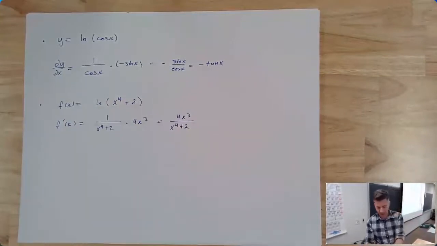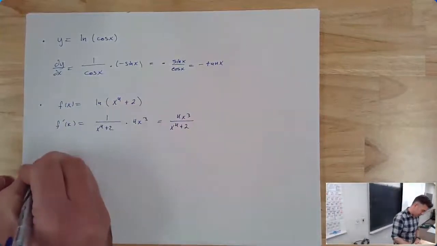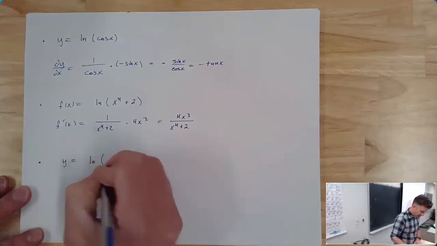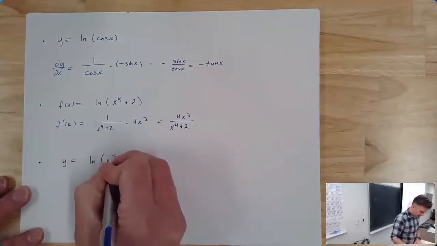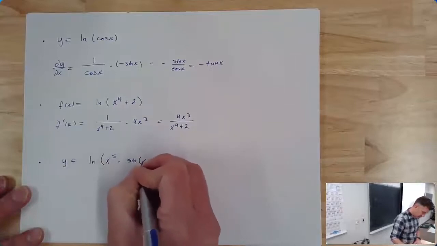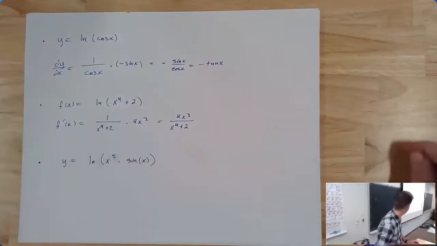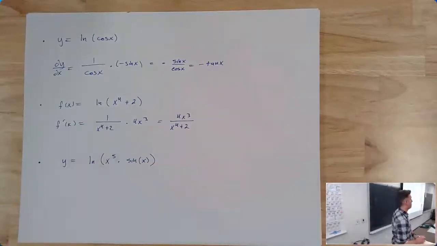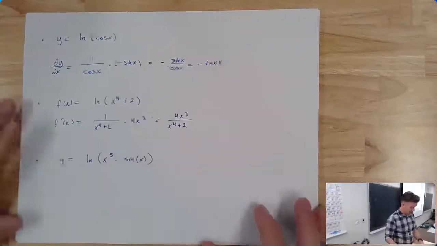It doesn't really matter except for trying to be more compact with our expressions. Now, things get more complicated, but not if we look at something like this. Say y equal to the natural log of, I don't know, x to the 5th times sine of x. You could certainly do this the hard way. In fact, I'm going to do it the hard way just to point out how you shouldn't do it. So here's how you could do it.